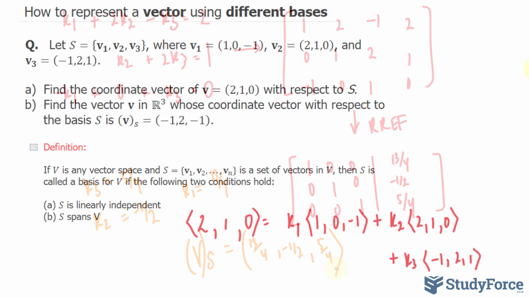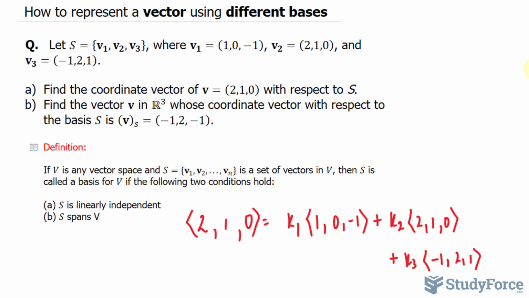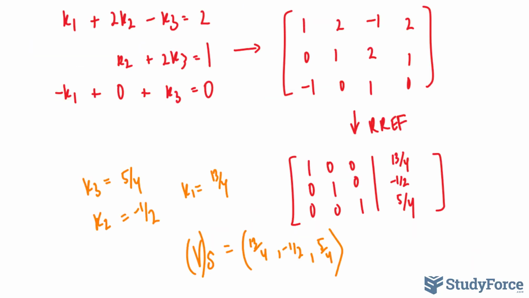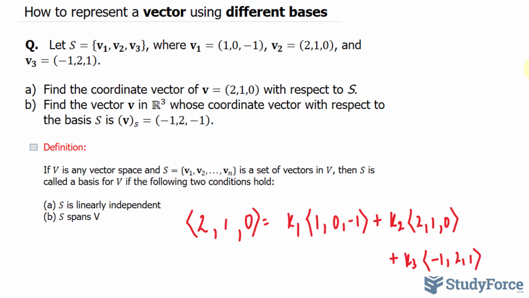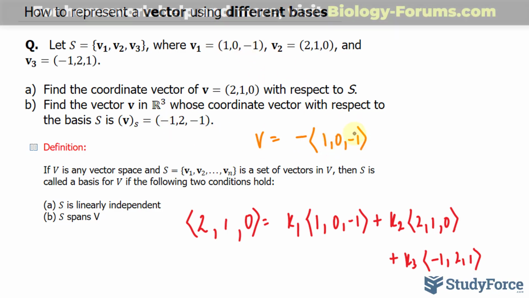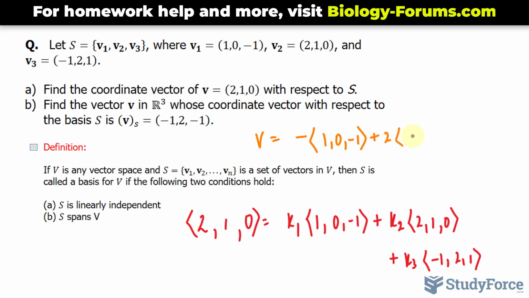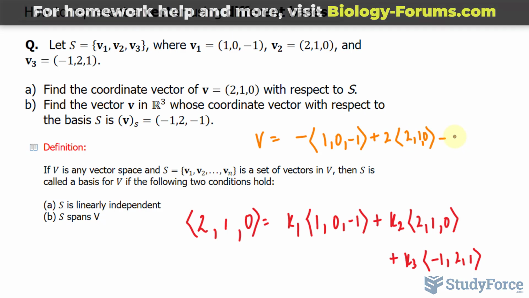Now once again in part B, we have to find the vector v in 3D space whose coordinate vector with respect to the basis s is shown here. So we're technically doing the opposite of what they ask in part A. All we really have to do is represent the k's like this as negative 1, 2, and negative 1. So negative 1 times the first vector, these are technically k sub 1 through k sub 3, plus 2 times the second vector minus 1 times the third vector.